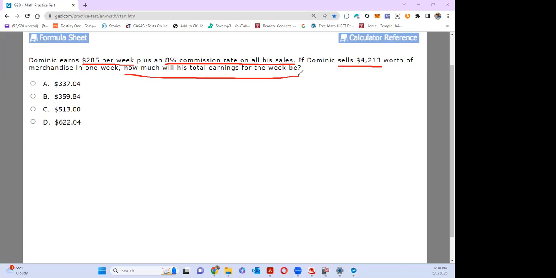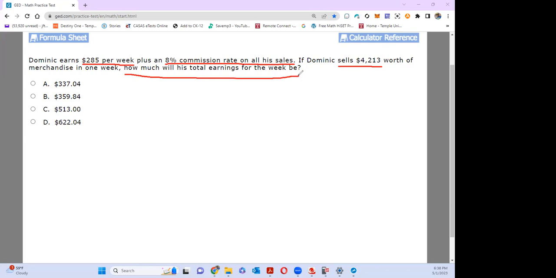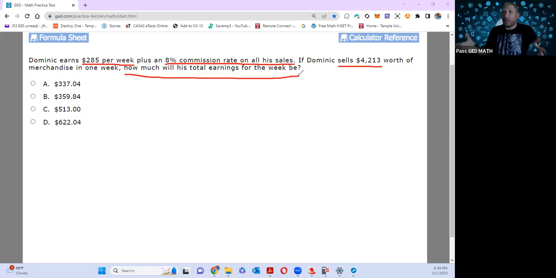That's important because I've seen questions where they ask, how much would he make in 2 weeks? How much would he make in a month? So you have to identify what's given and what they want to know.